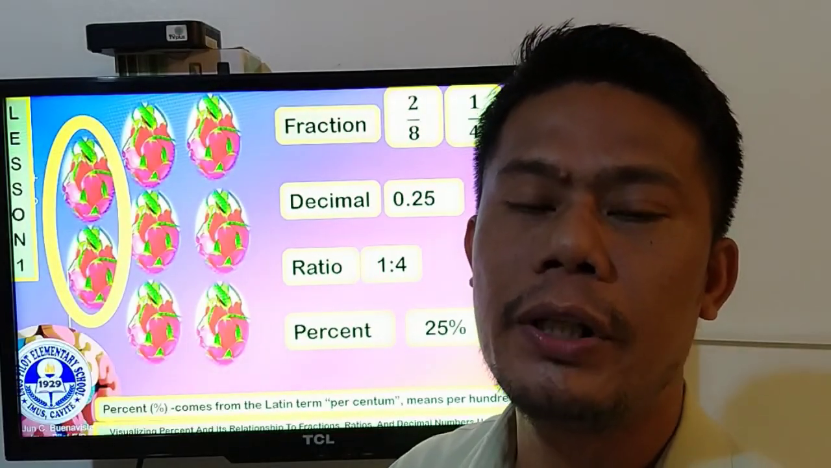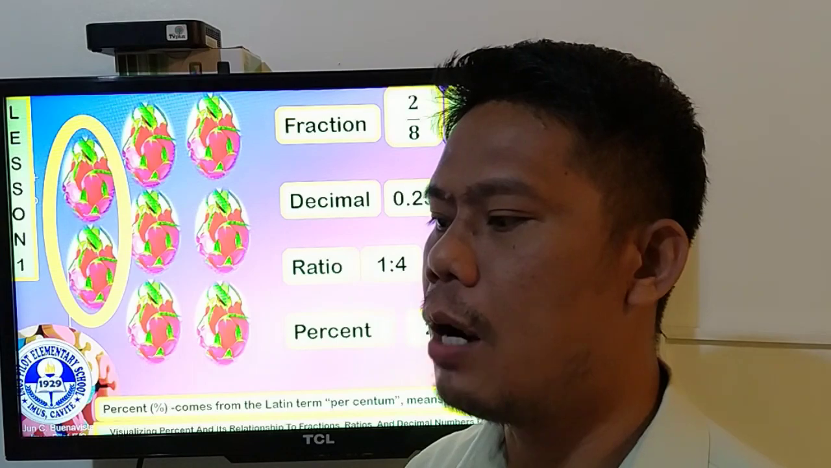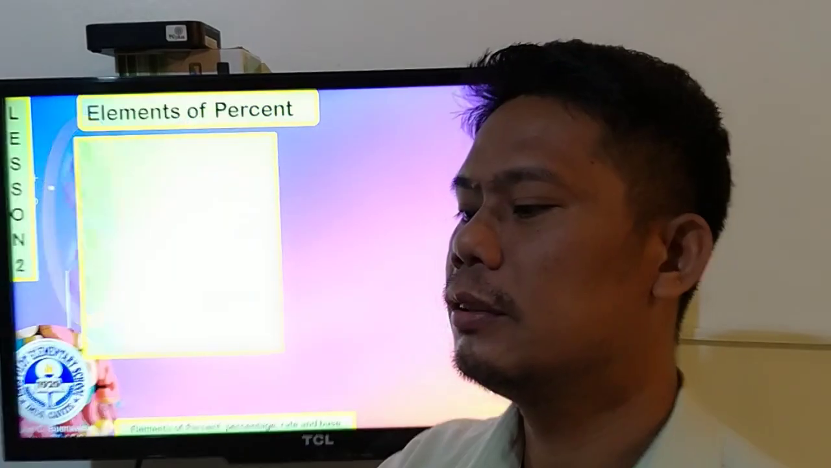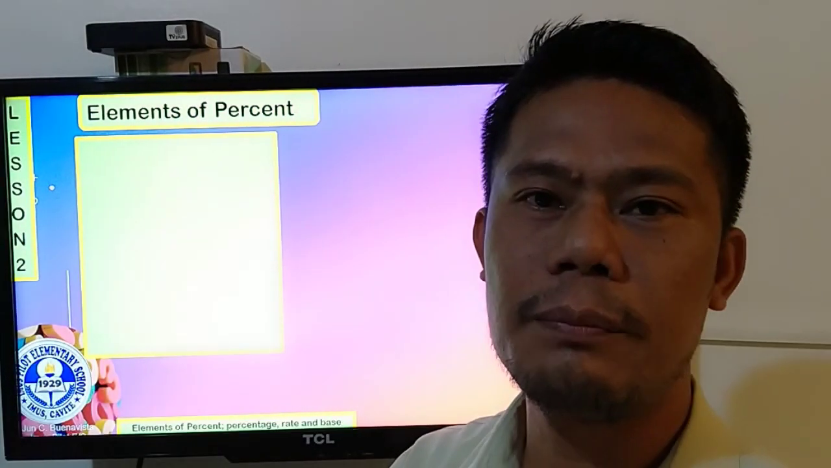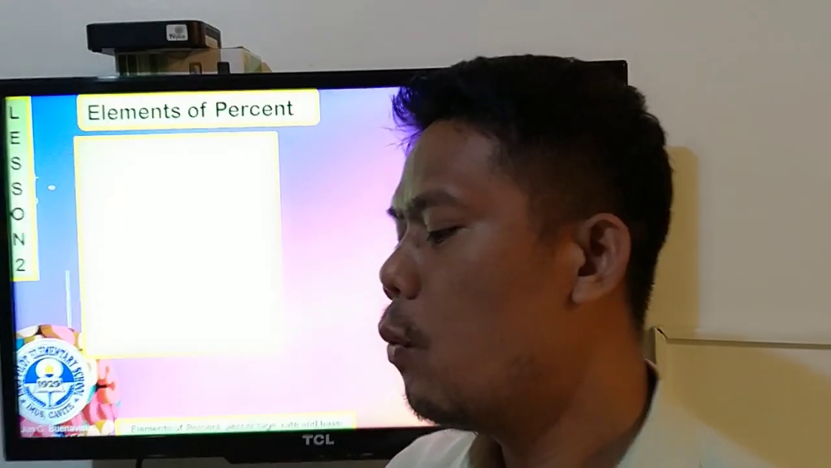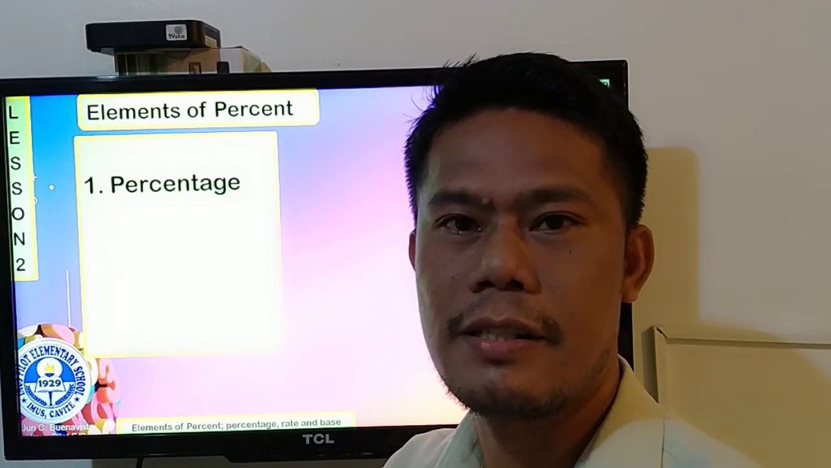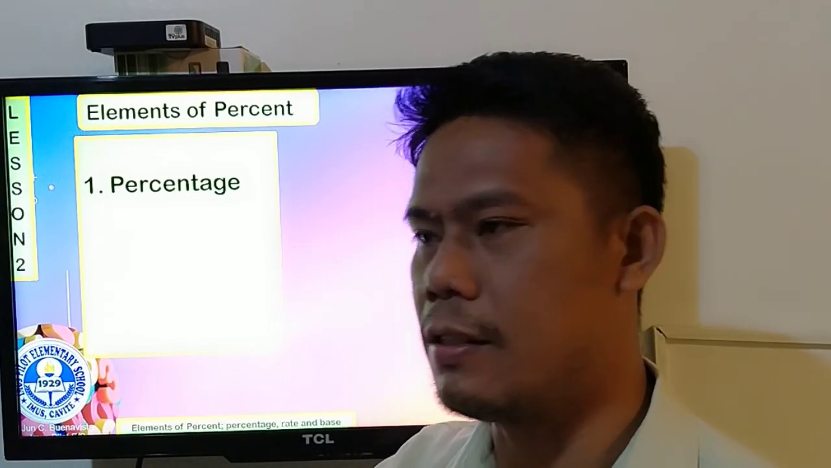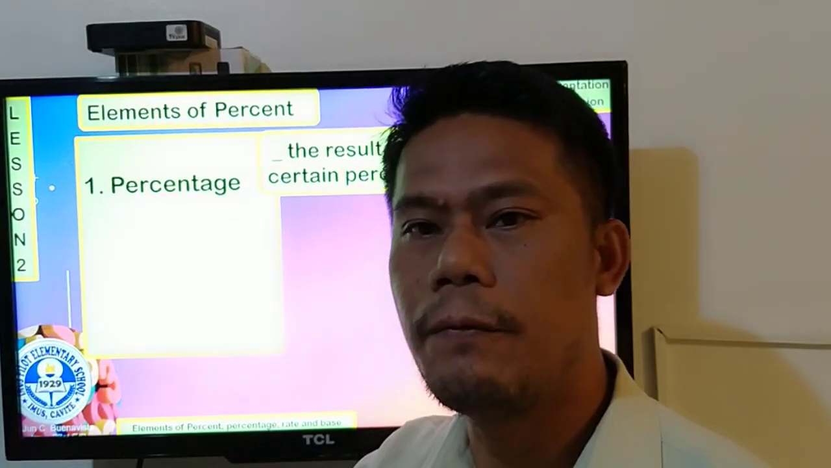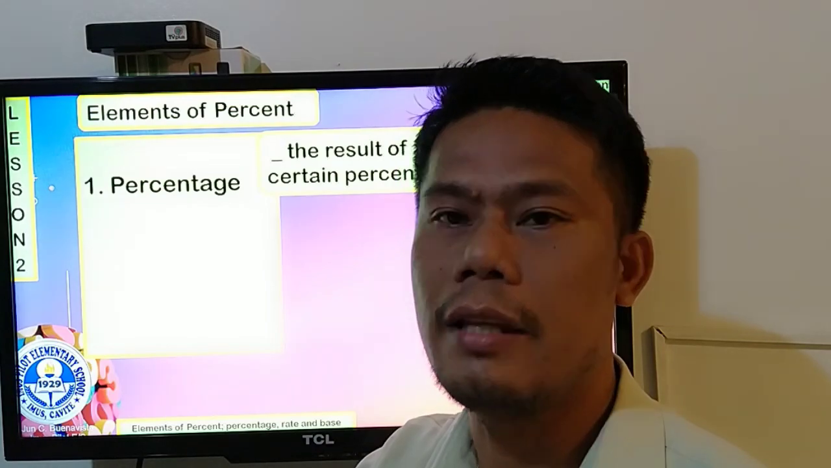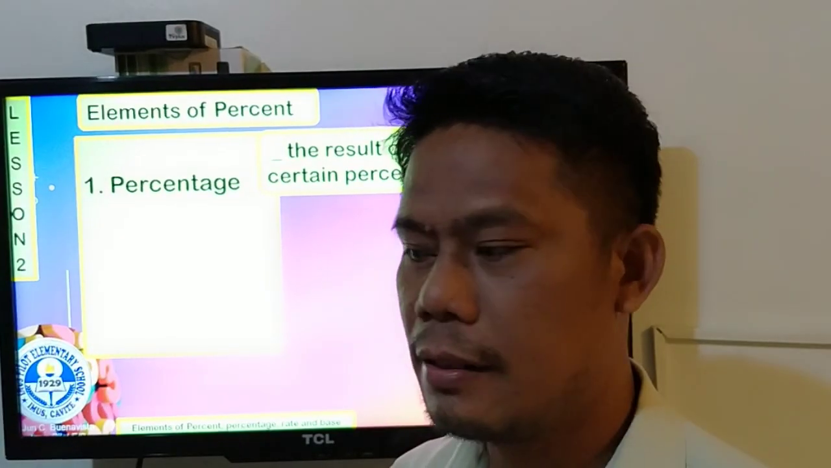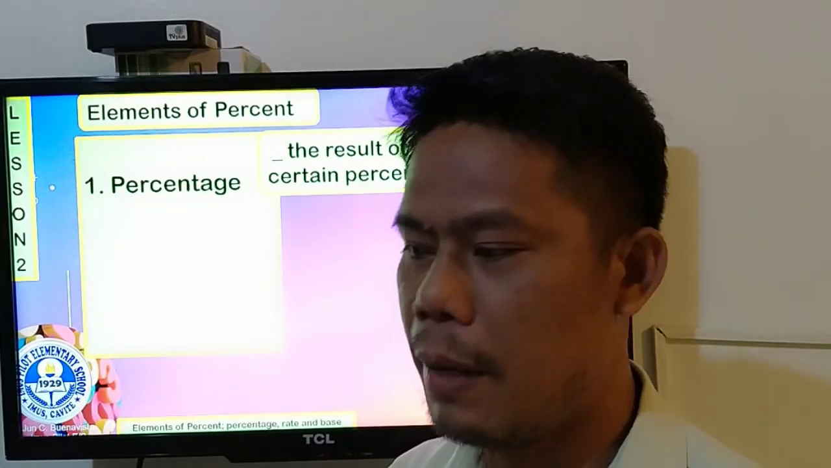To have a deeper information and knowledge about the percent, we're going to study their elements. Do you know what are the elements of percent? Alright, so we have 3 elements of percent. One is percentage. What do you mean by percentage? Okay, so percentage, class, is the result of finding a certain percent of a number. So in other words, percentage is a part of the base. It is taken from the base.